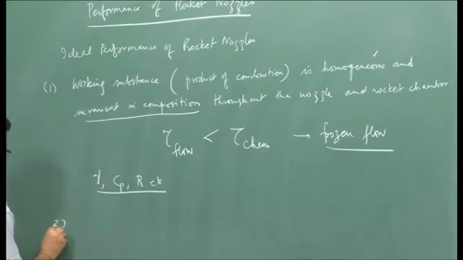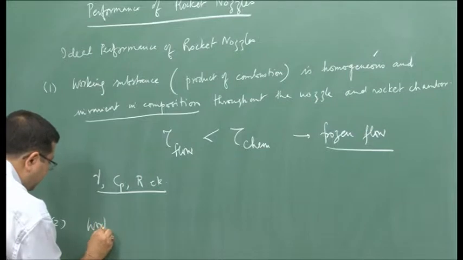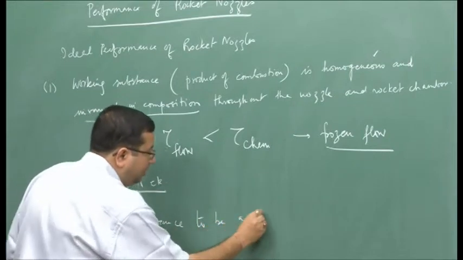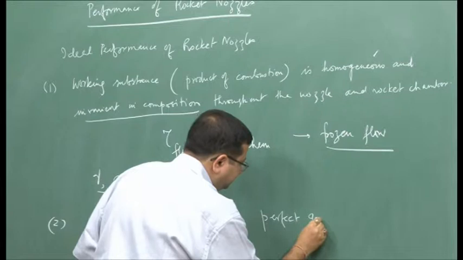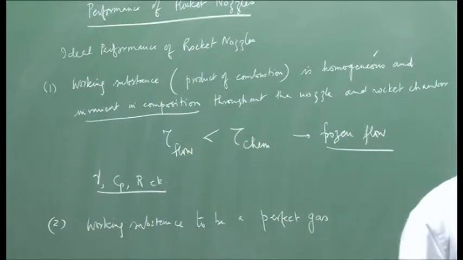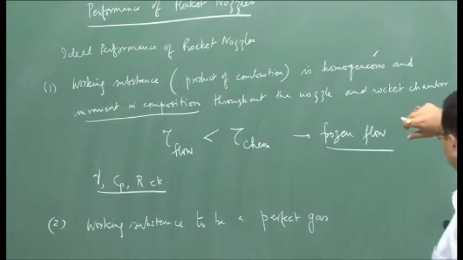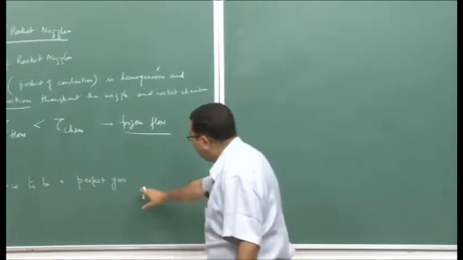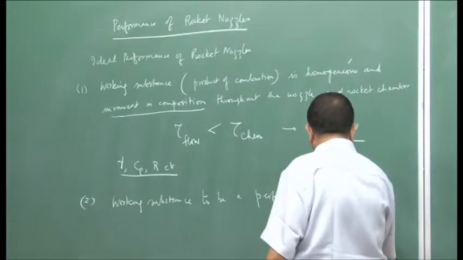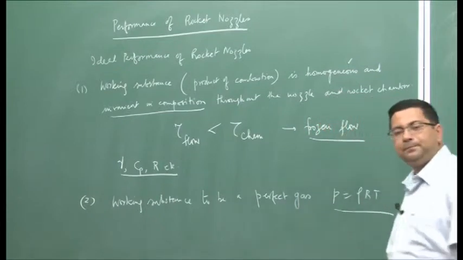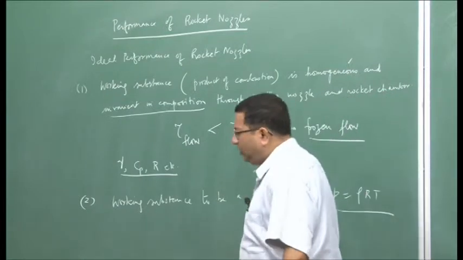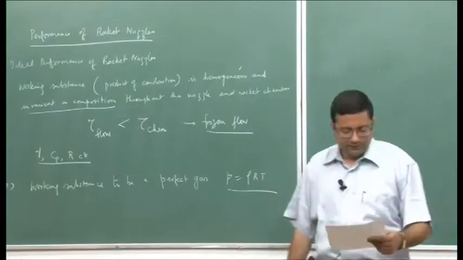Next, let us consider the working substance to be a perfect gas. Once again, what is our working substance? It is the product of combustion, which is a mixture of various gases. We can assume the mixture to be a perfect gas. The advantage is then it will follow the perfect gas equation of state, which is P equal to rho R T. Okay? This is an assumption which is very universally used. Everywhere in any gas flow, we assume the working substance to be perfect gas. So, this is a reasonably good approximation.